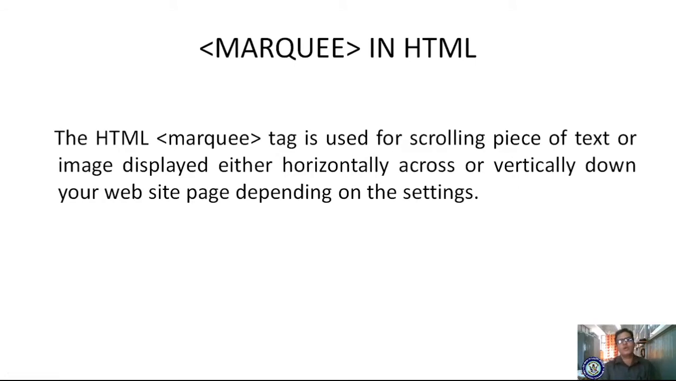Next one is the marquee tag. If I want to make scrollable text, then we have to use the marquee tag. So you can make the text scroll either from left to right or right to left. Now we will see how this marquee tag works. You can make scrollable text, which means moving text. It can be moved either from left to right or right to left, either horizontally or vertically, after doing some settings.